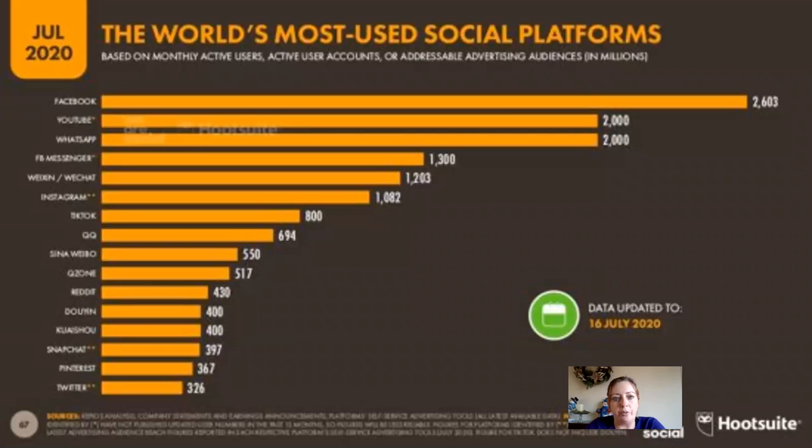So I just want to leave you with a few stats here. The world's most used social platforms as of July 2020, you can see Facebook is still in the running. Number 1, YouTube and the WhatsApp app, close second. You can see down here, Twitter is not as popular, Pinterest, but again, its fans are very loyal, okay?